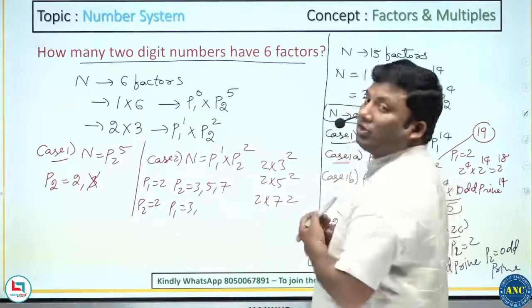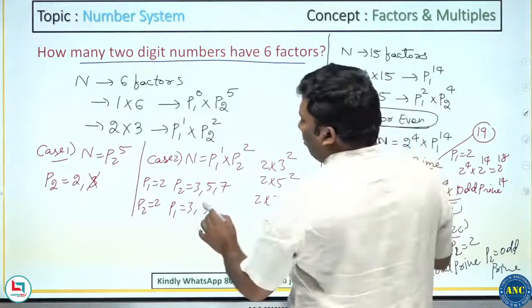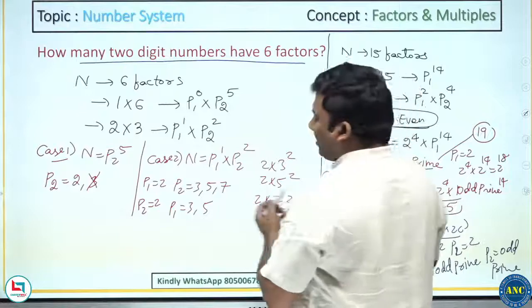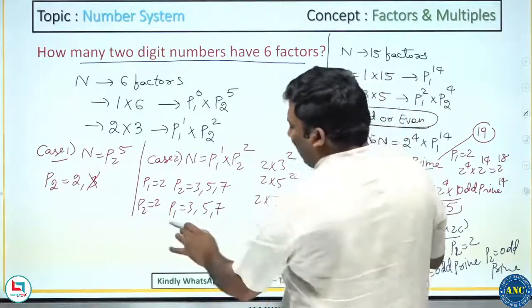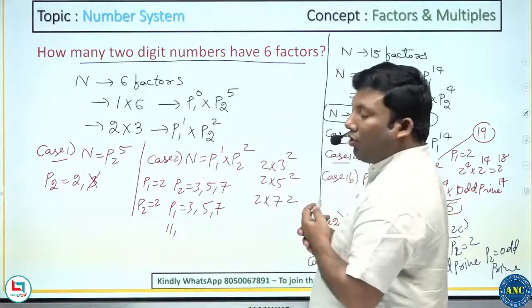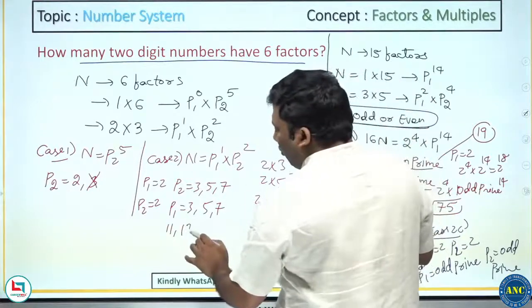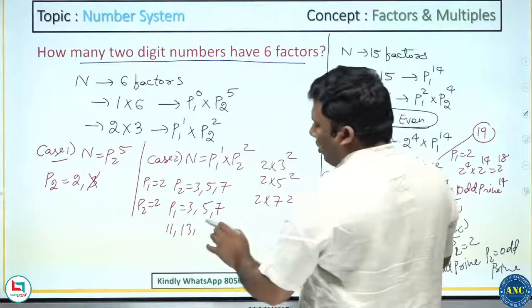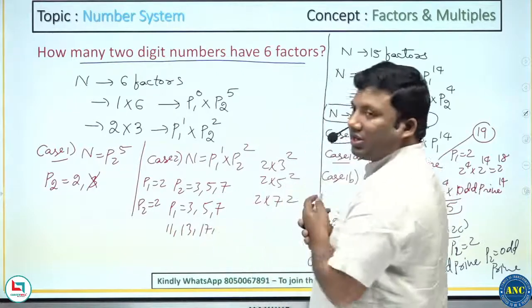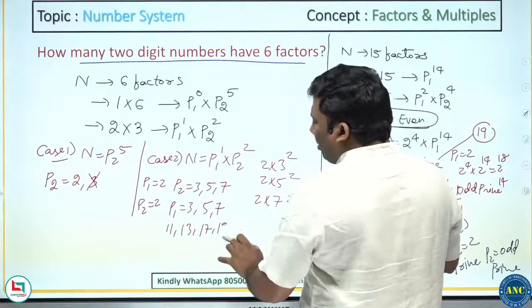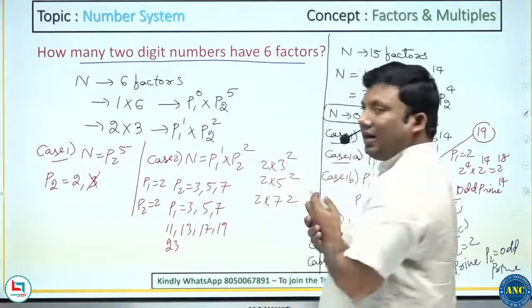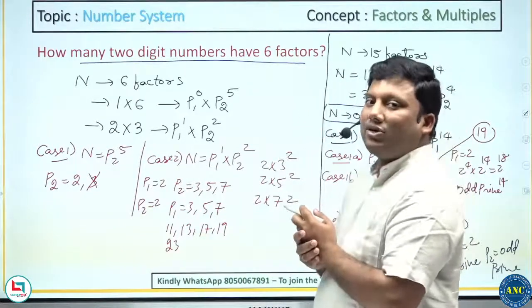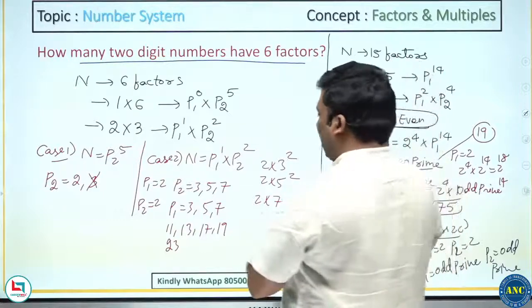2 square into 3, 4 3s are 12. 2 square into 5, 4 5s are 20. 2 square into 7, 4 7s are 28. 4 into 11, 44. 4 into 13, 52. 4 into 17, 68. 4 into 19, 76. 4 into 23, it is 92. 4 into 29, 116. Not possible.